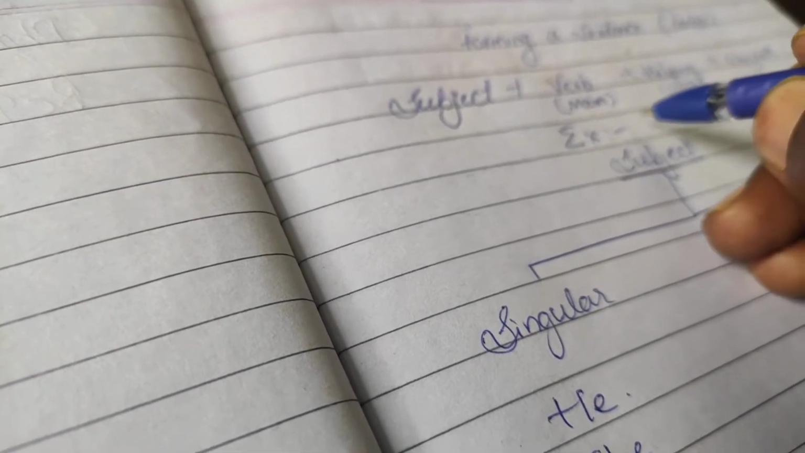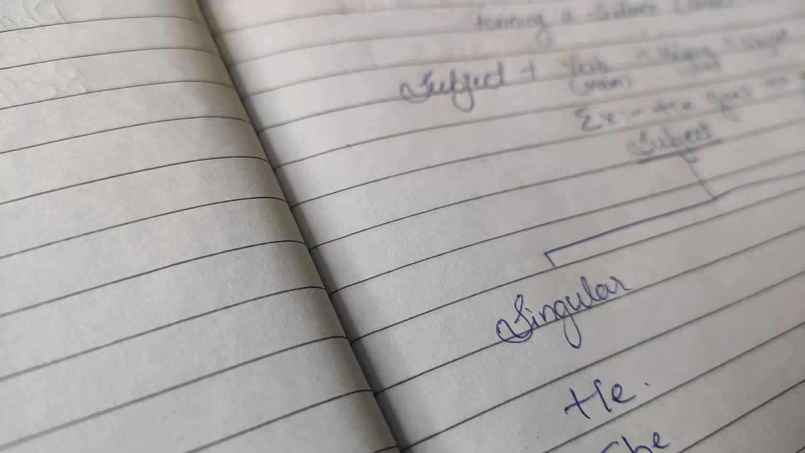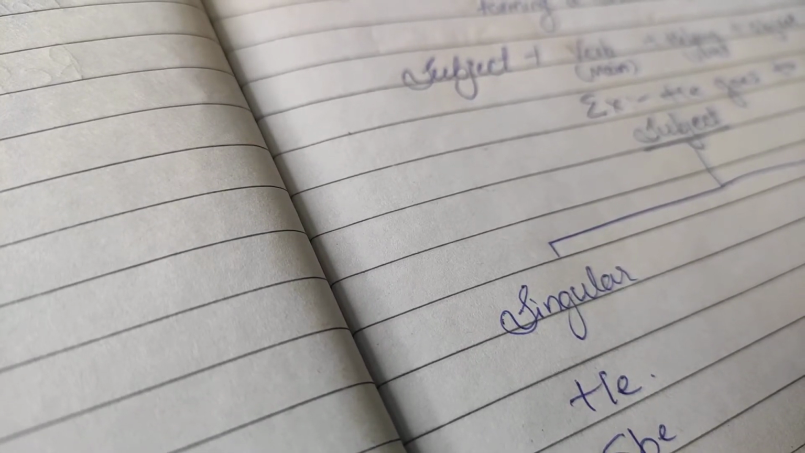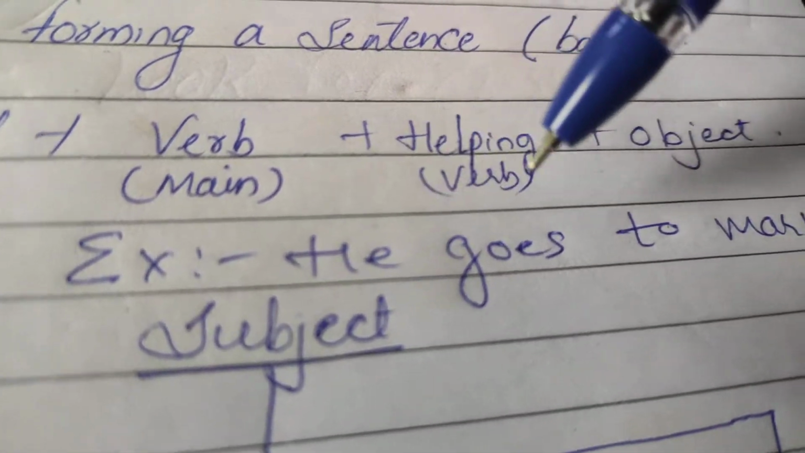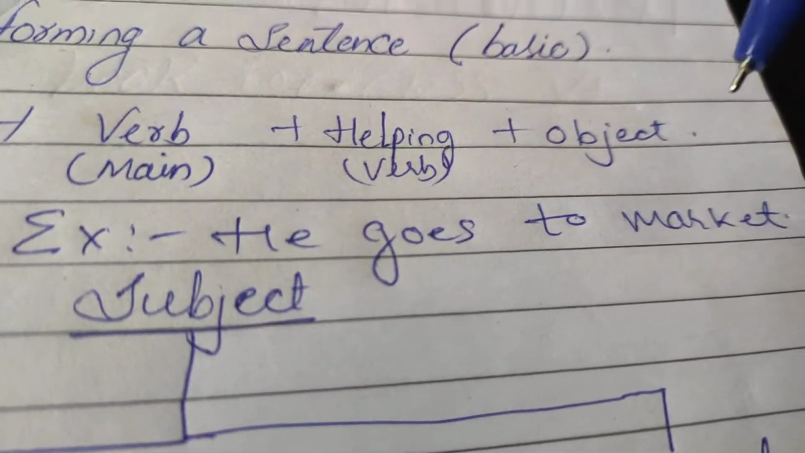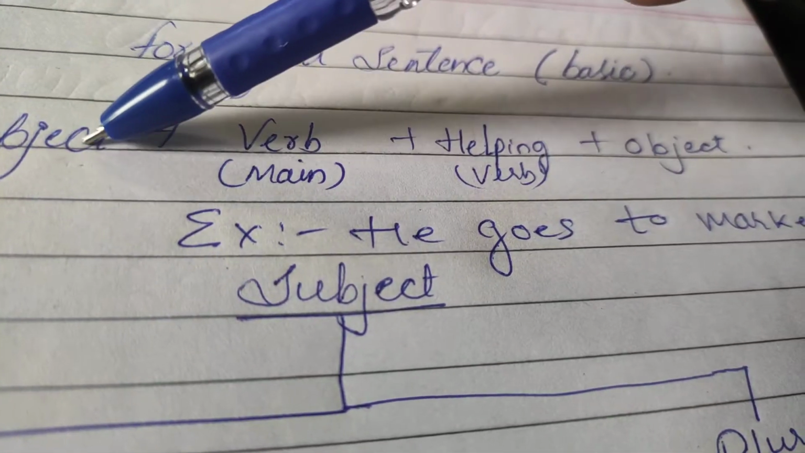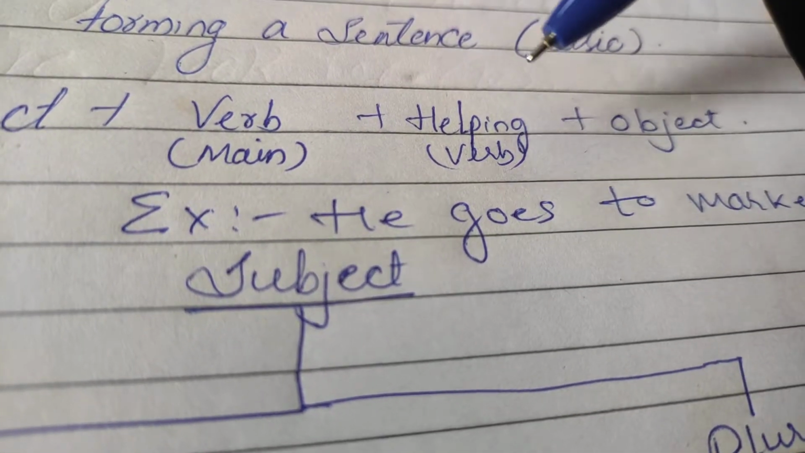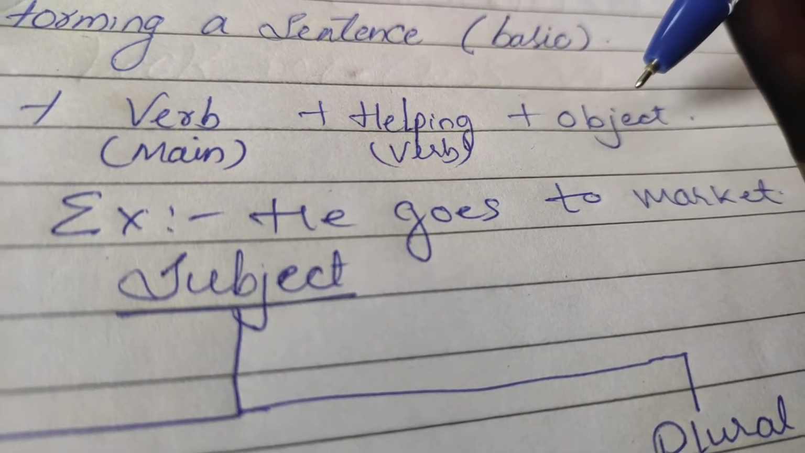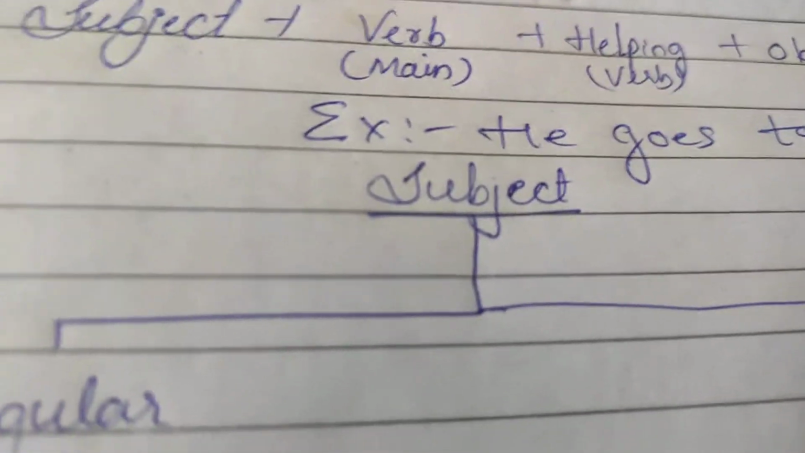write. So for example, I am writing, he goes to market. Okay, so here you can see, he goes to market. Here in this one, what you can understand is that he is the subject, goes is the verb, to is the helping verb and market is the object, meaning someone is going somewhere. This is what the sentence tells us.